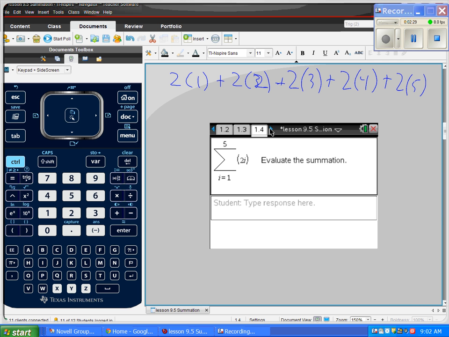That's our upper bound. So we started with 1, and then we went up to 5, each number in between. So now we just got to add it up. 2 times 1 is 2. 2 times 2 is 4. 6. 8. 10. 2 plus 4 is 6. Plus 6 is 12. Plus 8 is 20. Plus 10 is 30. We evaluated our summation.